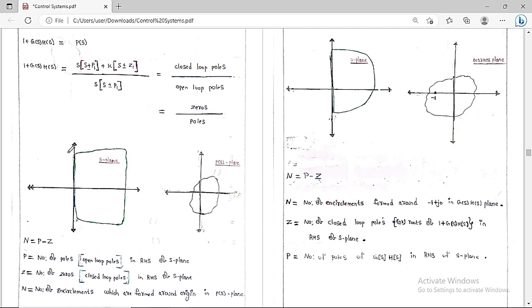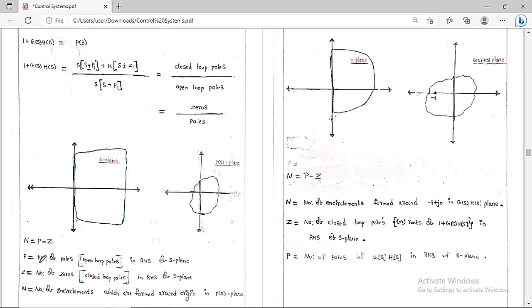So all these points I am going to keep in the P of S, and then we are going to get the real part and the imaginary part, and then I am going to keep all these points in the P of S plane, and then we are going to get some type of curve. Now what is the formula? I want to figure out how many times this curve is going to enclose the origin.